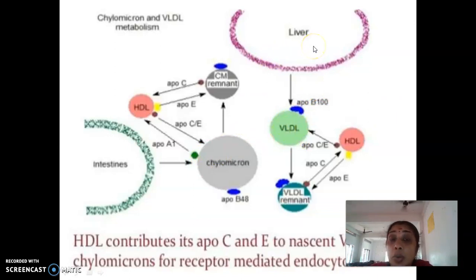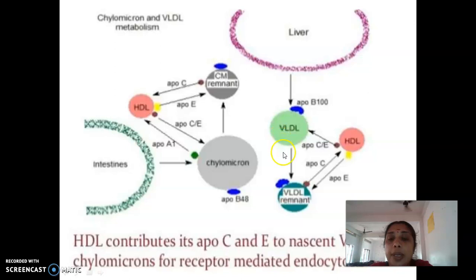Now, VLDL functions almost the same. One transports exogenous TG while the other transports the endogenous TG. So, VLDL transports the endogenous TG and is released into circulation. And again, during the course of the journey, what is happening? ApoC and ApoE get deposited, which are derived from the HDL in the plasma.